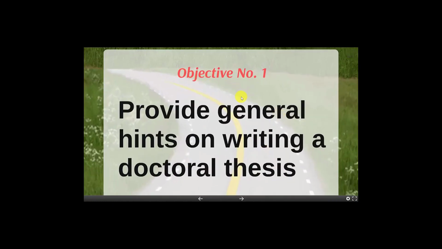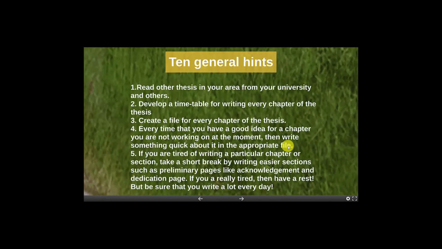Objective number 1 is to give you general hints on writing a doctoral thesis. I've tried to come up with 10 of them, 10 general hints. The first one, it's not going to be in any order, is that you read other theses in your area from your university and others. By the way, this is supposed to be theses, plural.